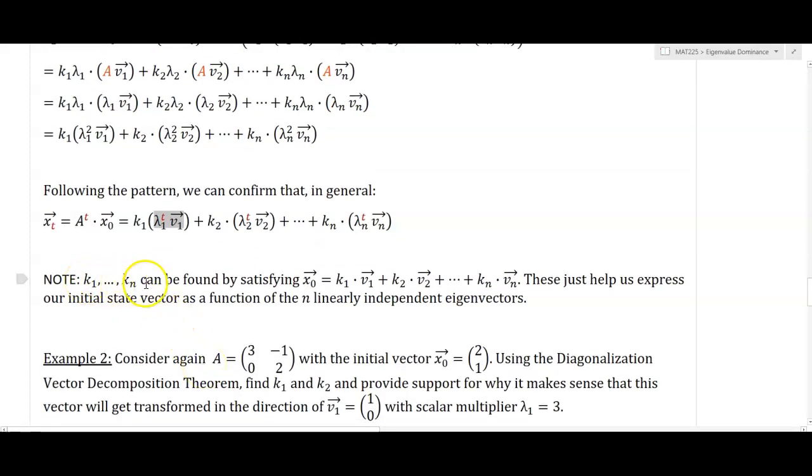So these k1 through kn can be found by satisfying that condition, because we just said that k1 through kn are the scale factors that we have to put on the vectors before we put them together tip to tail to reach the location of where x0's tip is located. These just help us express our initial state vector as a function of the n linearly independent eigenvectors.